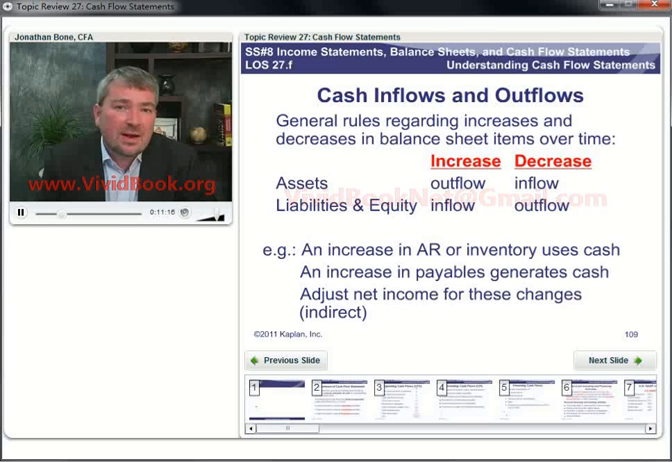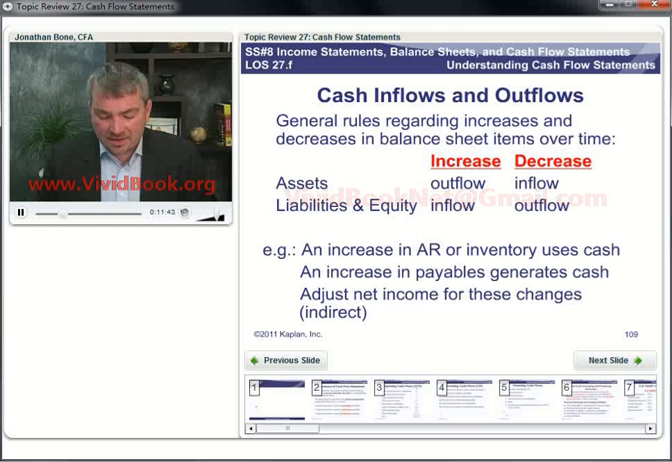Note it's the other way around with liabilities and equity. An increase in a liability represents an inflow because you're delaying payment, so you're keeping hold of your cash. Whereas a decrease in a liability is going to represent an outflow because we know that liabilities represent the future transfer of benefits from our company. So if liabilities have gone down, it means benefits have been transferred out of our company, i.e. we paid them off using cash.